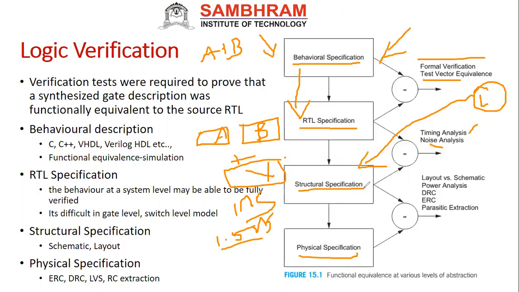Once the delay check of the layout is done, next you have to do the ERC. ERC is called electrical rule check. It will check the proper electrical connectivity of your layout, whether any electrical connectivity is missing or not. Then next you have to go for DRC. What is DRC? DRC is nothing but design rule check, which checks whether you drew the layout as per the design rules.